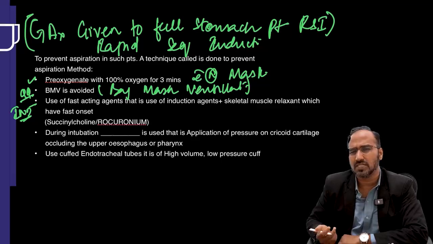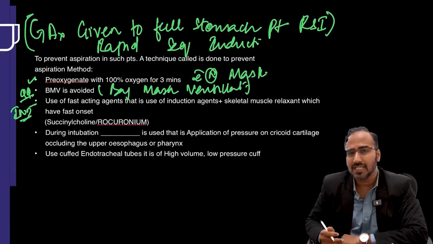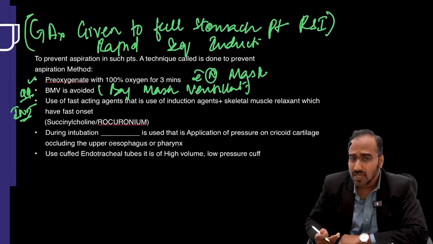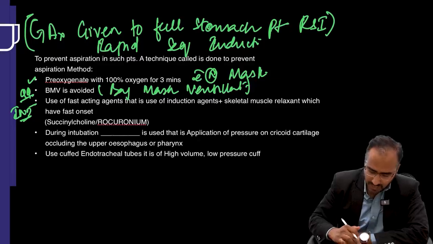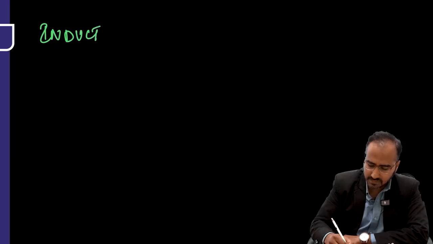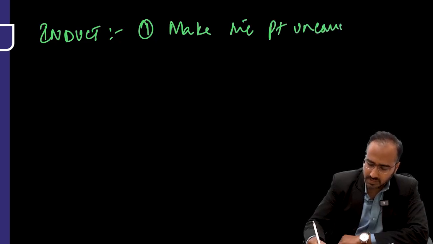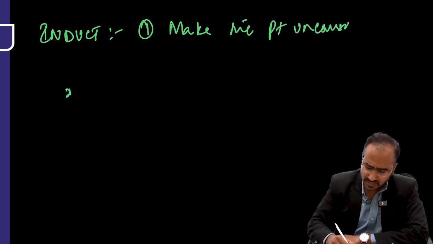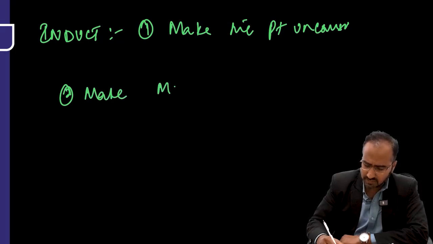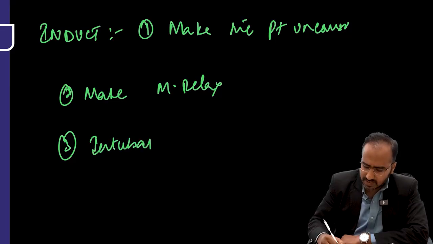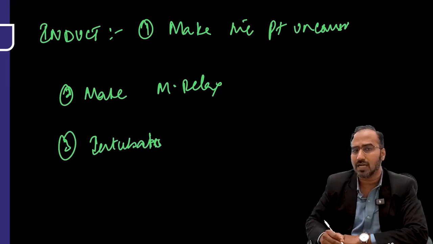In the induction phase, what do you do? Again, the aim is to make the patient unconscious, make the muscles relax, and intubate. How will you make the patient unconscious? By giving IV induction. Once the patient is unconscious, you give muscle relaxant. Yes or no? So in the induction phase of rapid sequence induction, first we make the patient unconscious, same as general anesthesia. Second, make muscles relax. Third, intubate. But the small change over here is what?